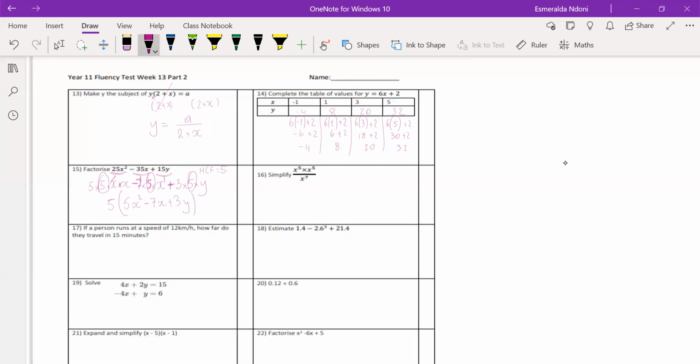Question 16, simplify. Index laws, we have the same base on the numerator. When the bases are the same, we put the base down and we add the powers. 5 add 5 is 10. And then we have x over 7. Now we're dividing. When we have the bases the same, we put the base down and we subtract the powers. 10 take away 7 is 3.